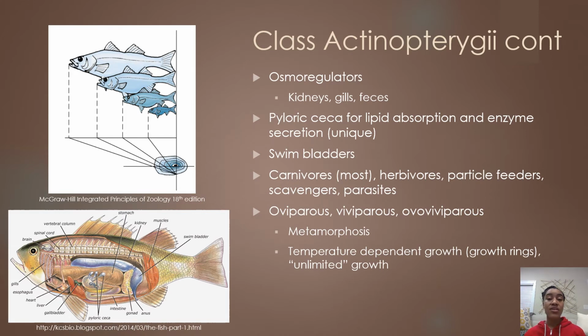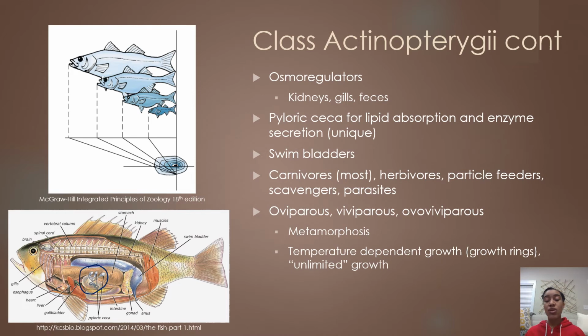Rayfin fish also have a unique organ called the pyloric ceca, which plays a role in lipid absorption and enzyme secretion. And you can see that in this cartoon picture down here as this structure. And they also have something called a swim bladder. And we'll talk about a swim bladder in a lot more detail in a couple of slides.